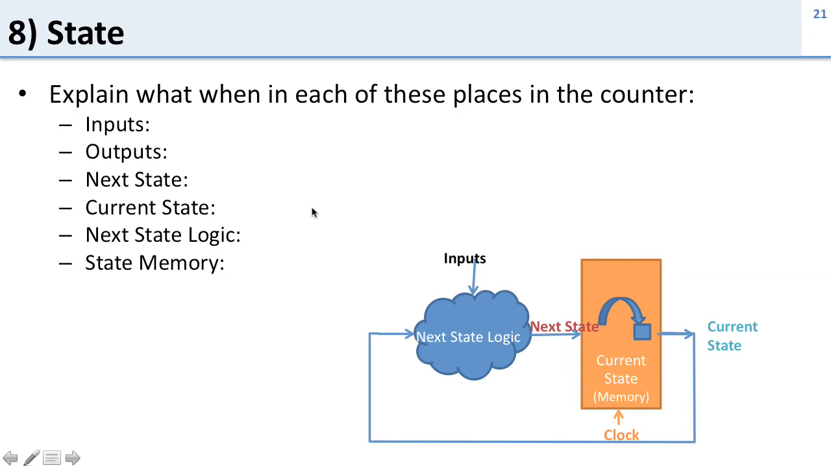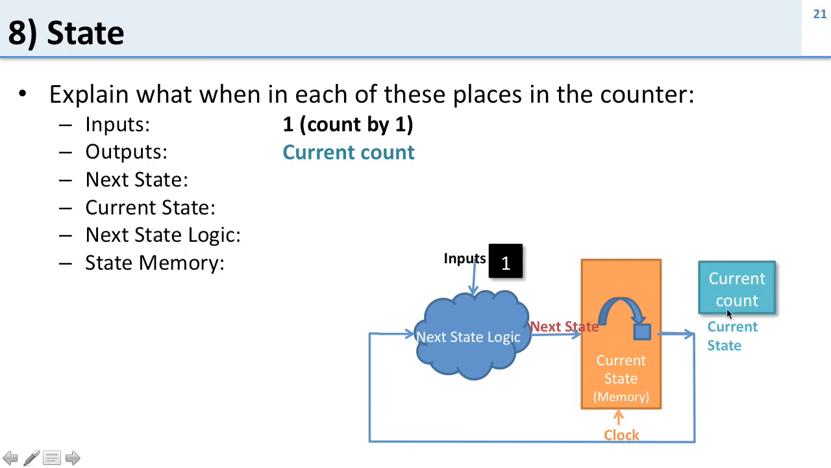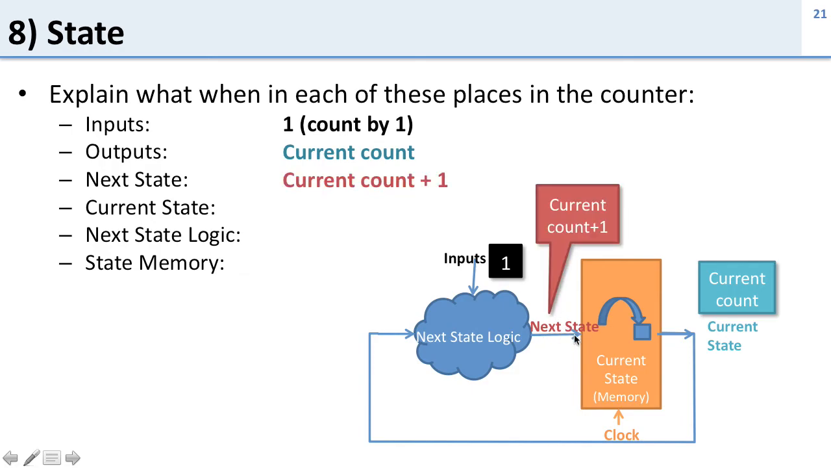Well, a counter is going to count up by 1, so our input's just going to be 1. So we've got a 1 going into our next state logic. What are the outputs? Well, it's the current count. We're building a counter. It should tell you what the count is. So the output over here is just going to be the current count. What's the next state value here? Well, the next state value is going to be the current state, or the current count, plus 1. It's the next count that we go to. So this right here is going to be current count plus 1.